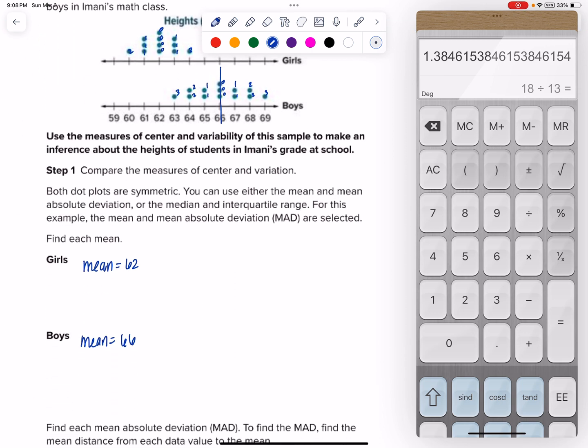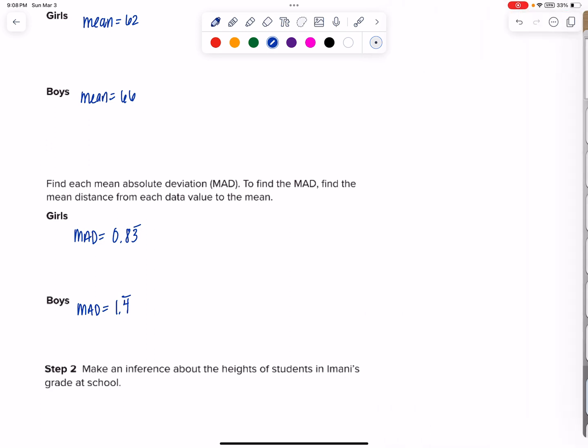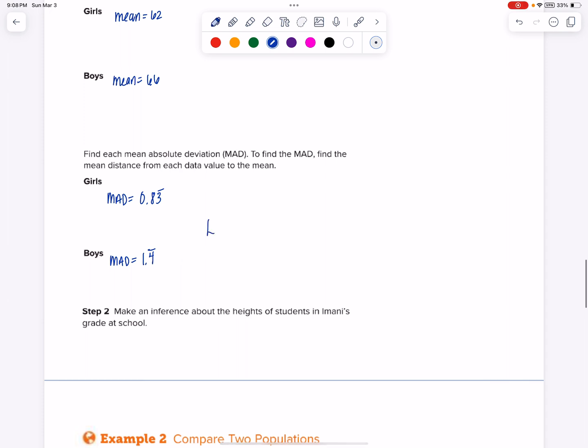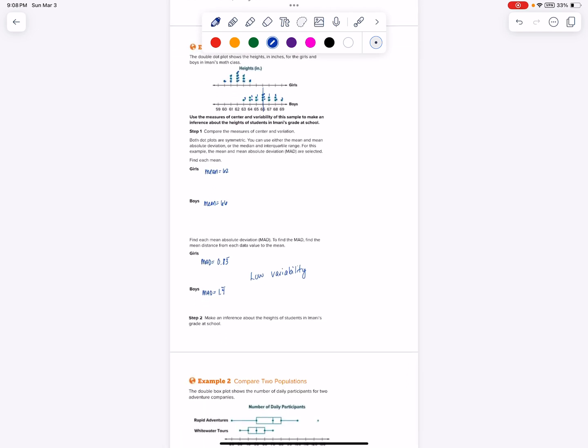Okay, and so we have an average distance of boys of 1.384, and so let's just do 1.4 with the 4 repeating. All right, so either way, I would say these all have low variability. Okay, they're all within 1-ish from the mean, so there's not too big of a variation in those.